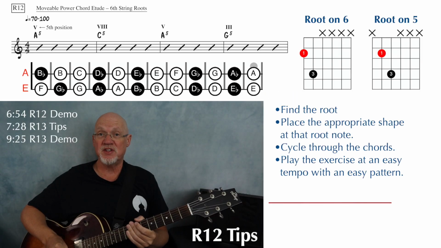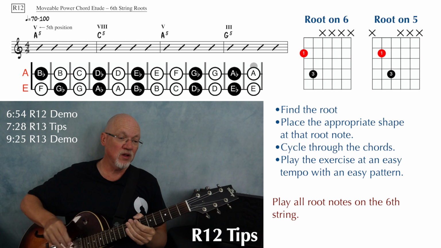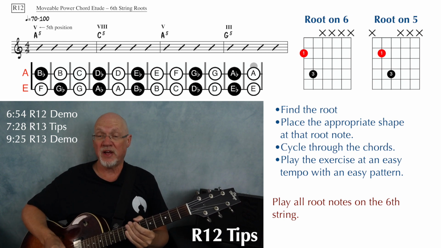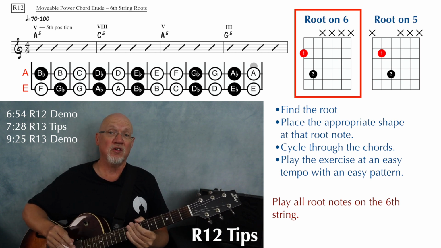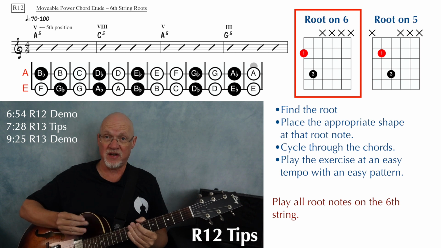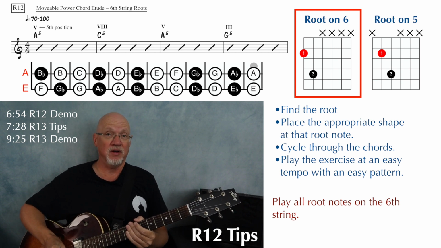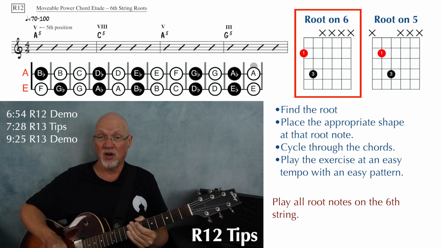At the bottom of page 9, we have number R12. This is a movable power chord etude using only power chords based on the 6th string, or that E5 that you learned about on the previous page. The first thing we want to do is find our root note for each chord on the 6th string, and then we're going to go back and play the exercise.